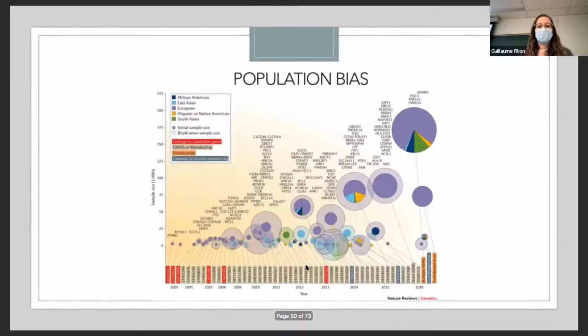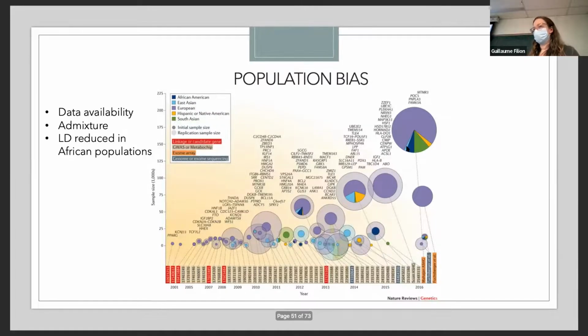And so this was a picture from Nature Reviews. It only goes up to 2016, but it shows that especially early GWAS was almost 100% European populations, and then started to get a few extra in the mix, but it's still predominantly European. And so what are some of the biological reasons or more technical reasons why?